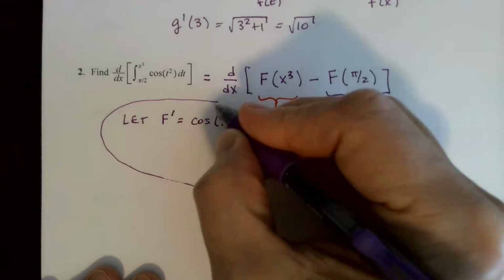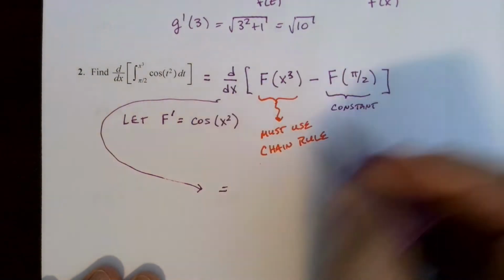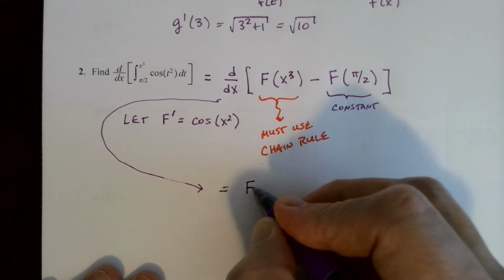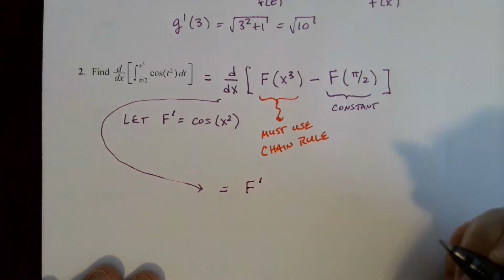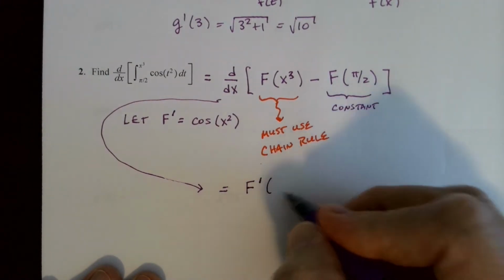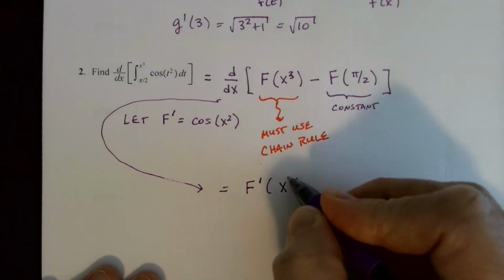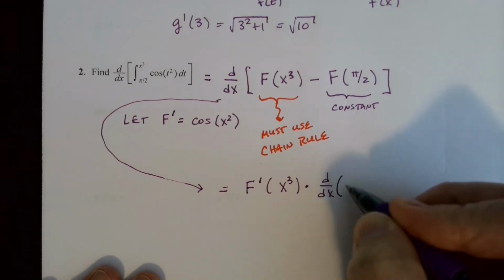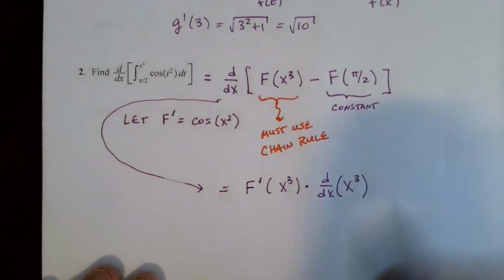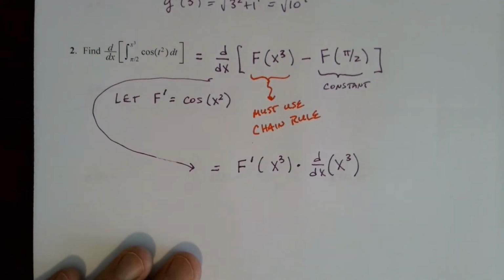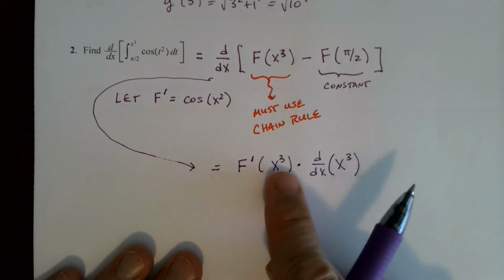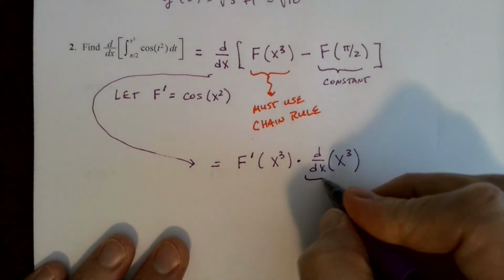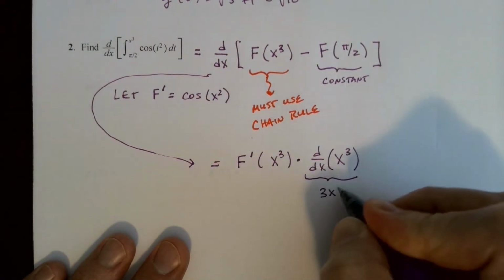This will be equal to, so all this stuff here that we dealt with, the derivative of this is going to be what? F prime, the derivative of the outer function, right? This is chain rule, derivative of the outer function, evaluated where? At the inner function, which is x cubed, times the derivative of the inner function. That's the chain rule, right? Derivative of the outer function, evaluate the inner, times the derivative of the inner function. What's the derivative of the inner function? That's pretty easy. Derivative of x cubed is just 3x squared.